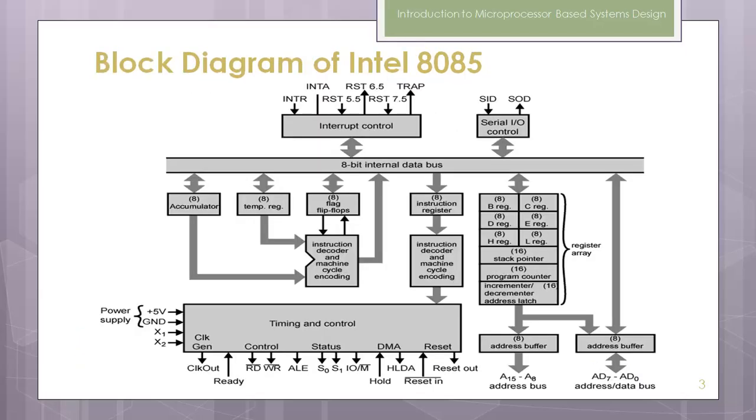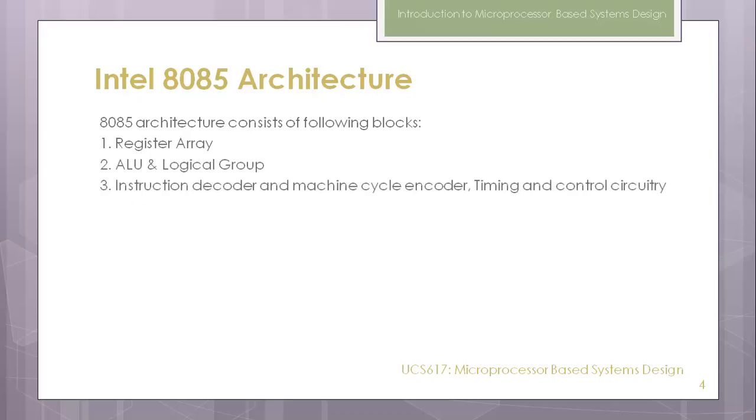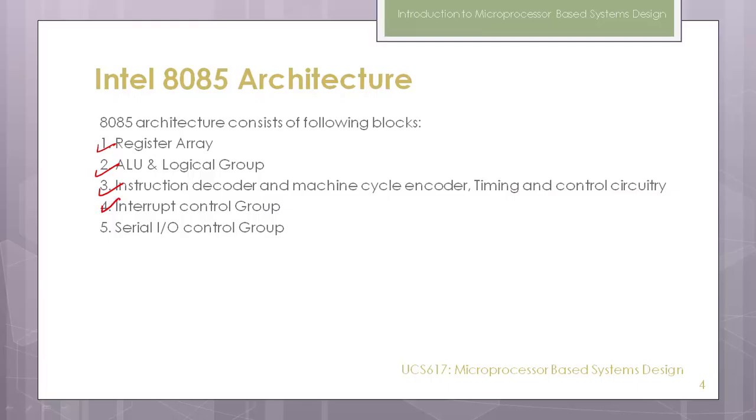Next is the block diagram of Intel 8085. This is the block diagram. It consists of the following blocks. Number 1, register array. Second is ALU and logical group. Third is the instruction decoder and machine cycle encoder, timing and control circuitry. Fourth is the interrupt control group. Fifth one is the serial input output control group.